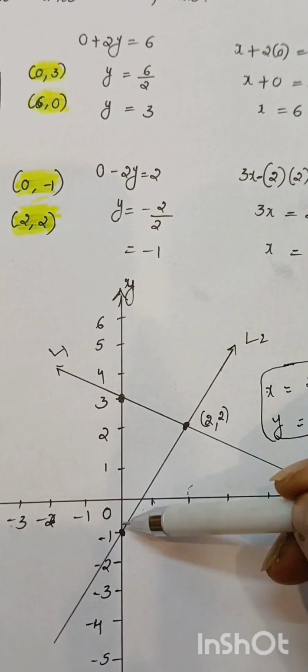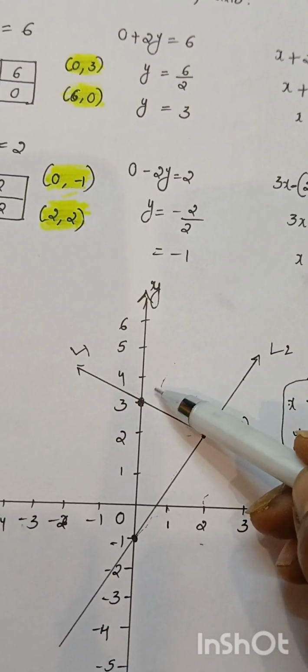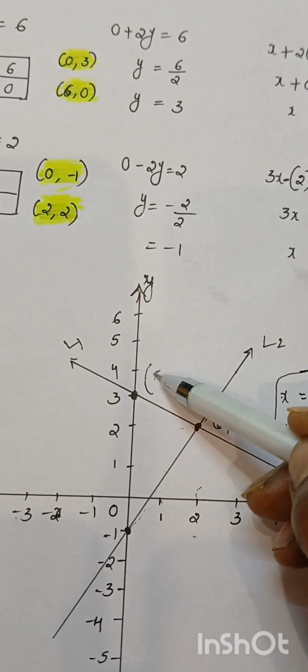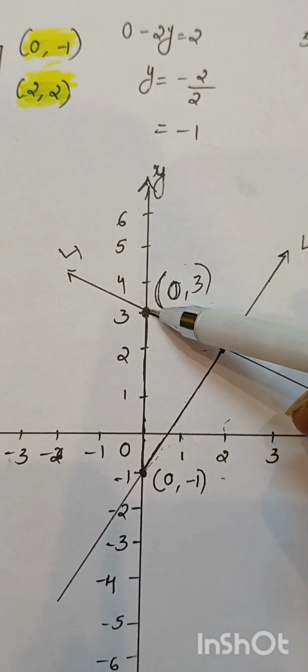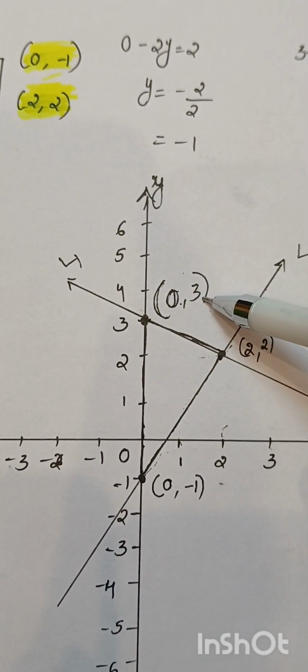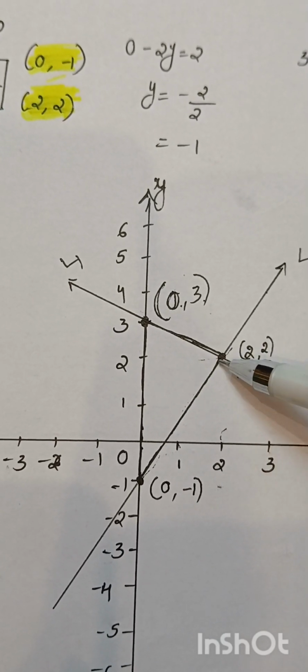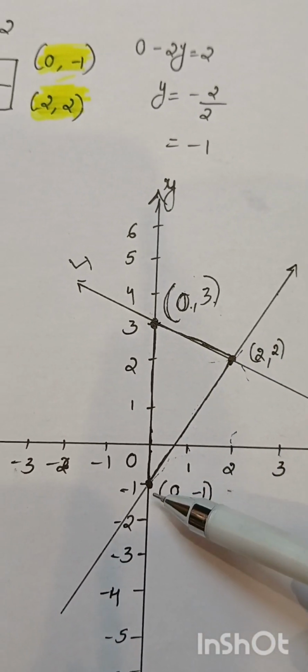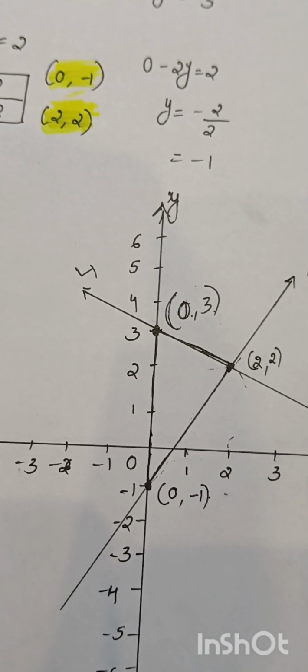This is the triangle on the y-axis. The vertices: this is where x is 0. These are the coordinates: (0, 3), x is 0 and y is 3; (2, 2), x is 2 and y is 2; and (0, -1), x is 0, y is minus 1.